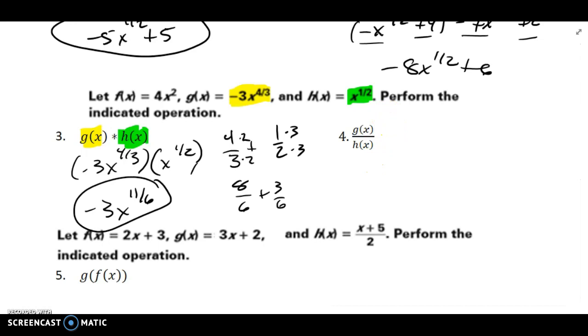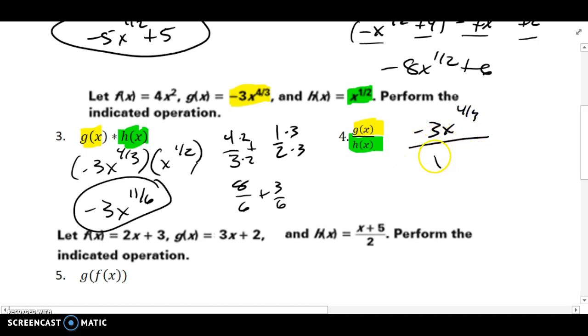Same here with g of x. Here g of x is yellow. h of x is green. Looks like we forgot to use f on this one, but that's okay. You'll get it on your worksheet. So g of x over h of x.